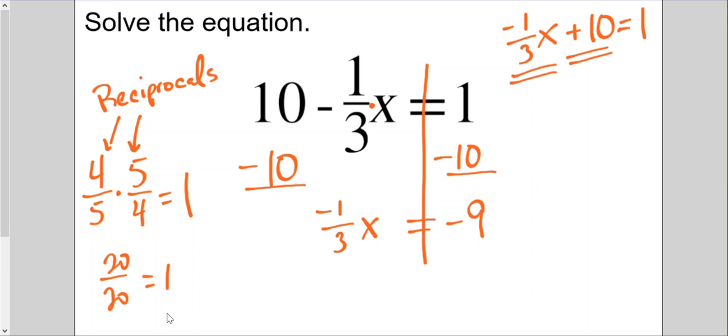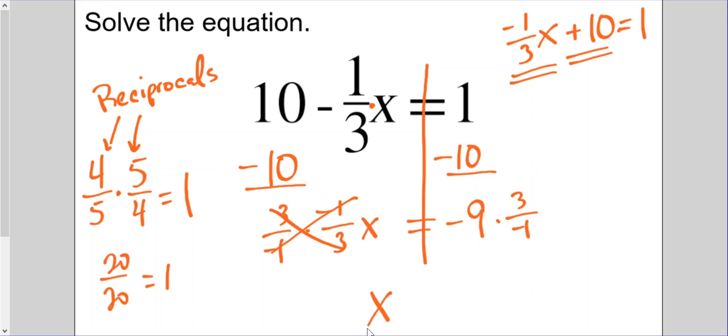And that's exactly what I'm going to think about. I'm going to think about this fraction flipped upside down. 3 on top, negative 1 on the bottom. And if I do it on this side, I also have to do it on this side. These end up canceling out completely.